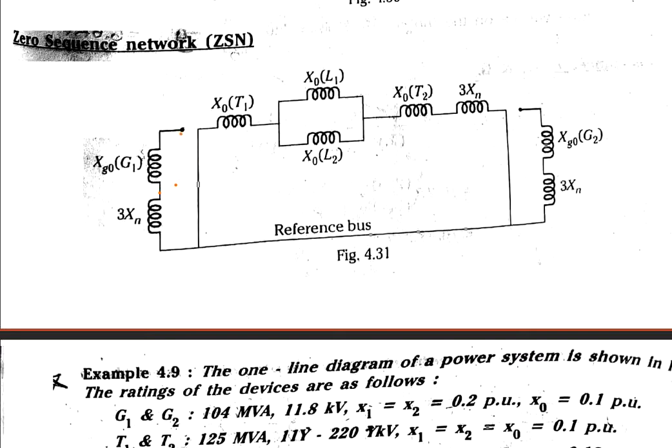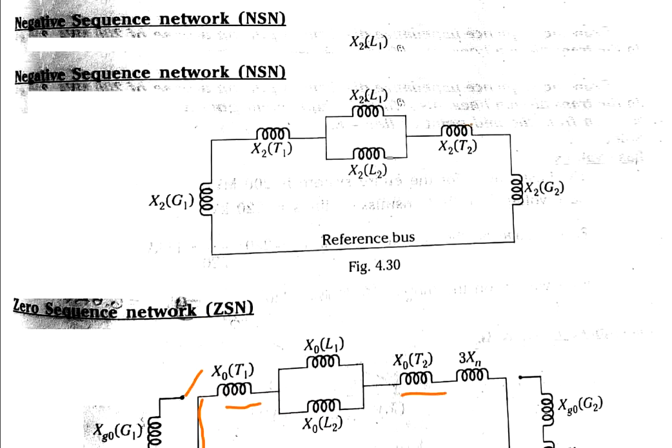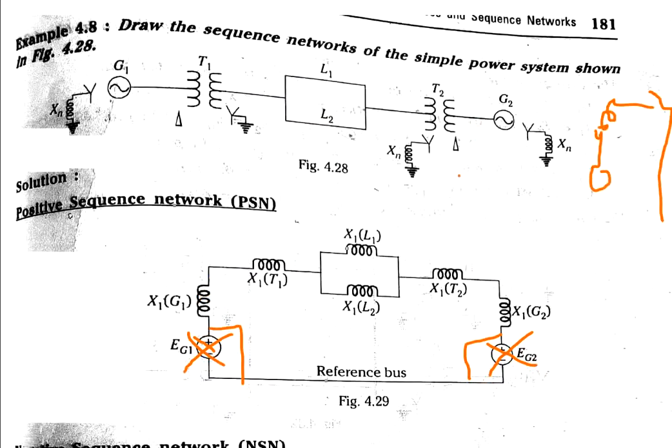Since my transformer is delta connected, I closed the shunt switch here, and the series switch will be open. Then X naught of this is the reactance of transformer T1, and similarly the reactance of transformer X naught and the L1 and L2 lines, and here also it is the reactance of transformer T2. And see, you can see here my star side, it is neutral, it is connected through impedance.